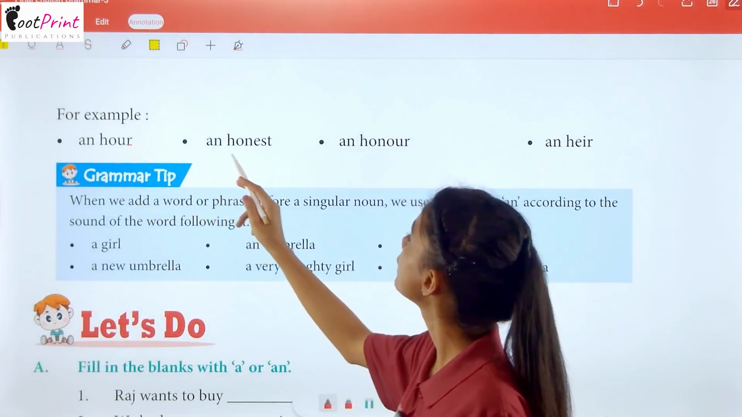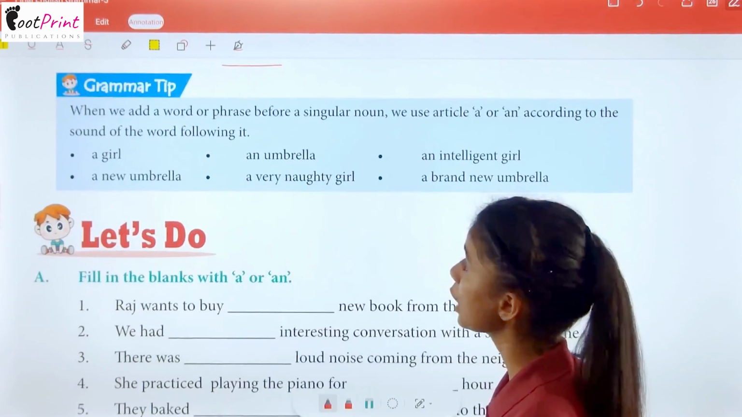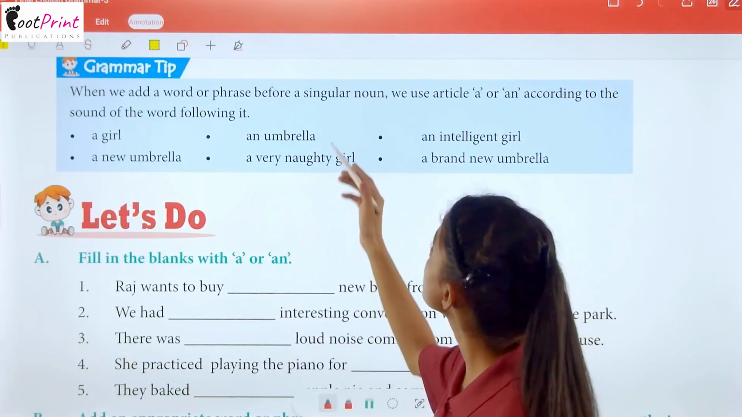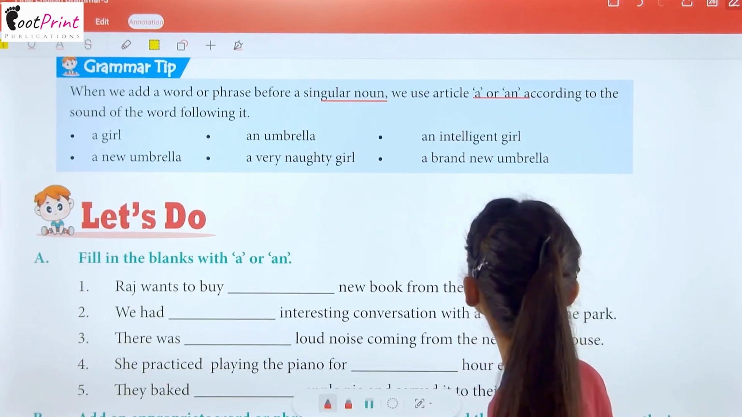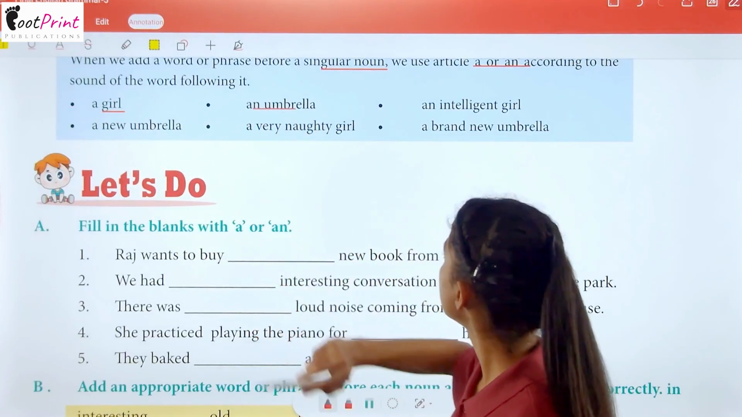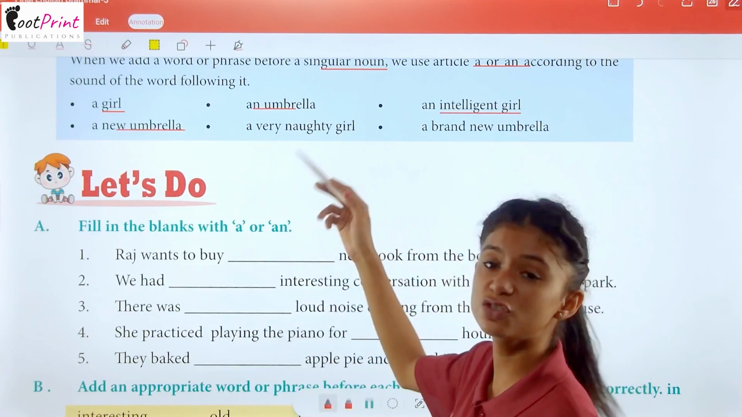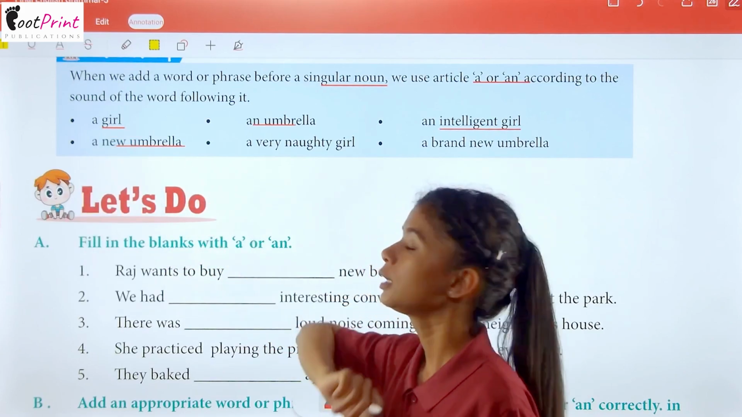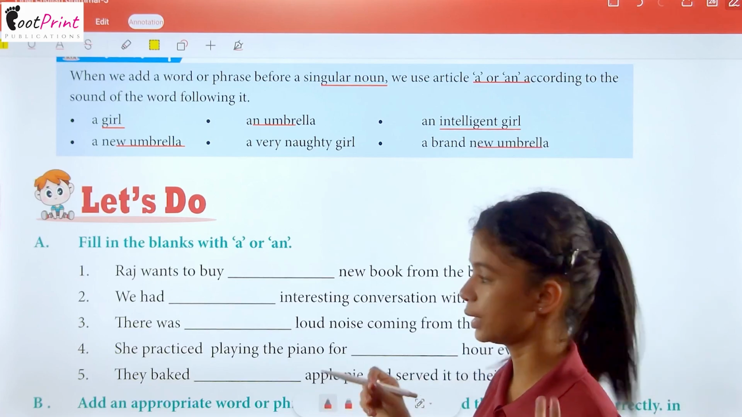An hour, an honest, an honor, an heir. So now we have a tip. When we add a word or phrase before a singular noun, we use article a or an according to the sound of the word following it. A girl, an umbrella, an intelligent girl, a new umbrella. You see, we have changed. Why? Because the word after the article has changed. A very naughty girl, a brand new umbrella.